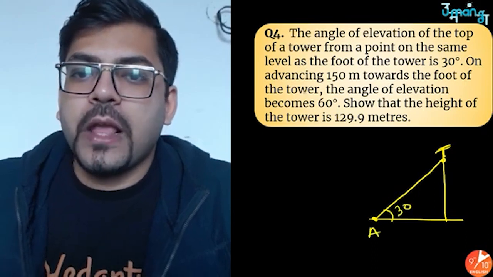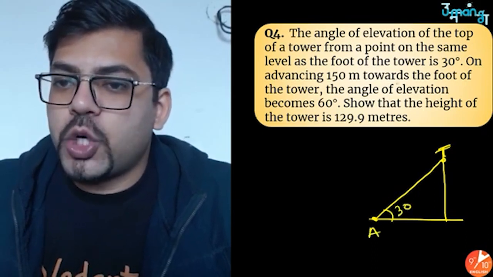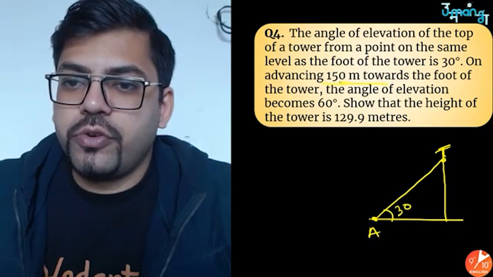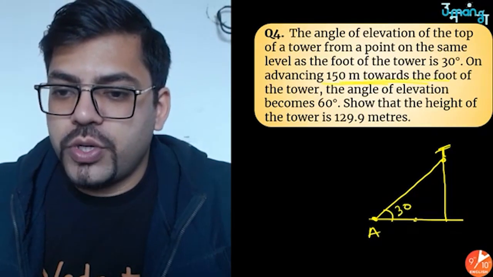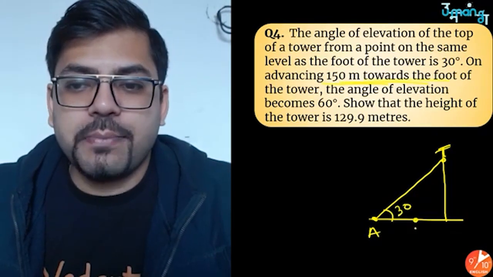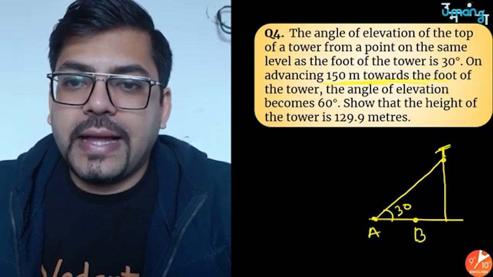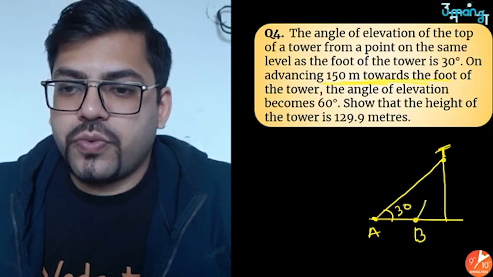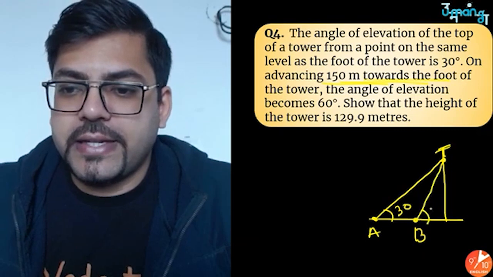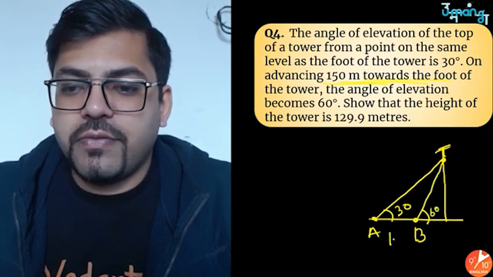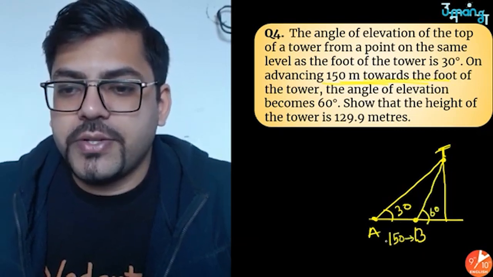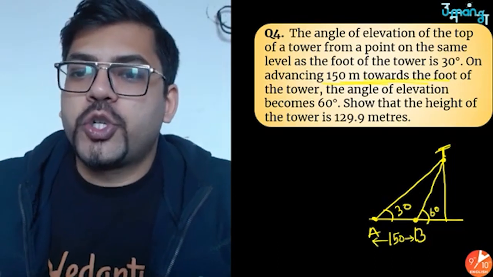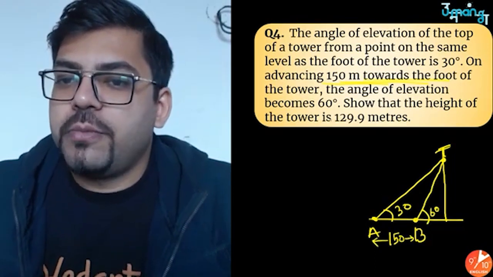This is A. On advancing 150 meter towards the foot. Now towards the foot means someone moves towards the foot and comes at point, let's say B. The angle of elevation becomes now 60°. So from here, the angle of elevation becomes 60°. Okay. And how much advancement has been done? It is 150 meters. Show the height of the tower is 129.9 meters.